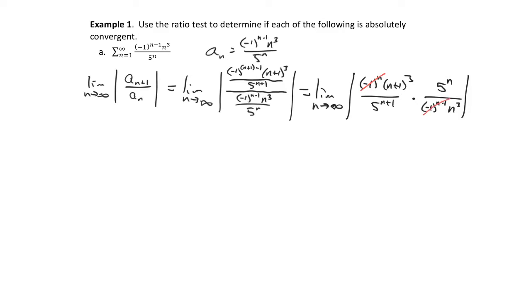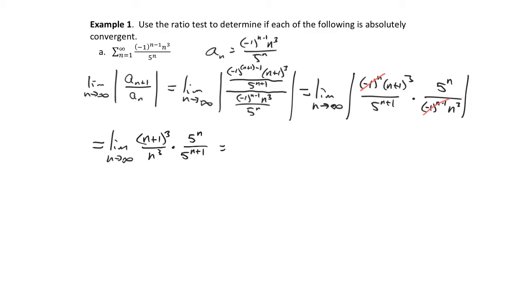In fact, if you simplified it, you would get negative 1. When you divide the two, the absolute value of negative 1 is positive 1. So we get the limit as n goes to infinity. What I like to do is collect things that are of the same form. So I've got two things that are cubed. I'm going to collect them into one fraction, (n plus 1) cubed divided by n cubed. And then I have the 5 to the nth over 5 to the n plus 1.